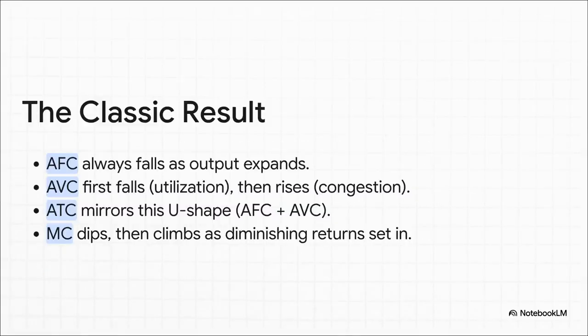And this brings us to the classic result you see in all the textbooks. The average fixed cost, that rent for the machines, it's always falling the more you produce because you're spreading it out. But the average variable cost, that's what tells our story. It falls thanks to efficiency, then it rises because of the congestion. And when you add them together, the average total cost just follows that same path, creating that classic U shape.